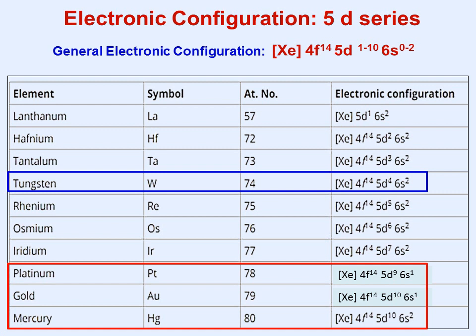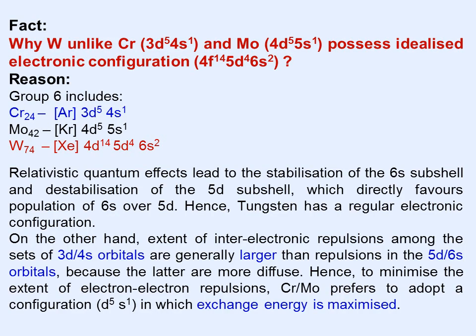While the later elements, platinum and gold, follow to attain their extra stable electronic configuration, that is d10 electronic configuration. So here a genuine question arises: why does tungsten, unlike chromium and molybdenum, possess idealized electronic configuration? The reason may be that in group 6 of transition elements, chromium, molybdenum, and tungsten are placed.